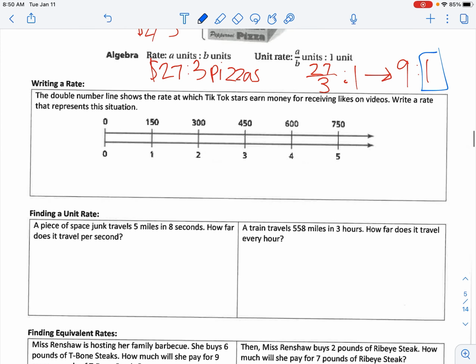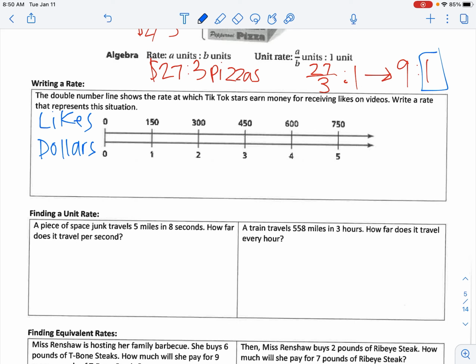The double number line shows the rate at which TikTok stars earn money for receiving likes on videos. Write a rate that represents the situation. Okay, so up top, that is likes, and on the bottom, we're going to put dollars. So that means for every 150 likes, they get $1. For every 300 likes, they get $2. For every 450 likes, they get $3, and so on. Okay, so any of these are rates.